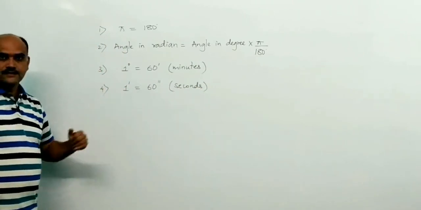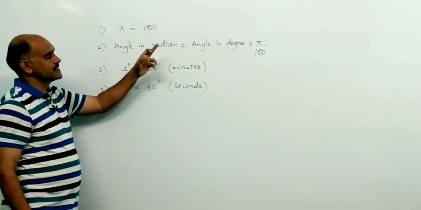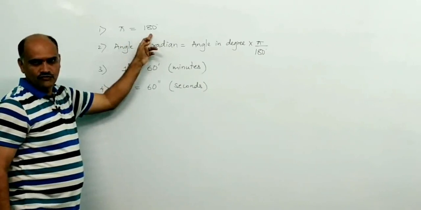So from radian to degree, how are we converting? In place of pi we are substituting 180.